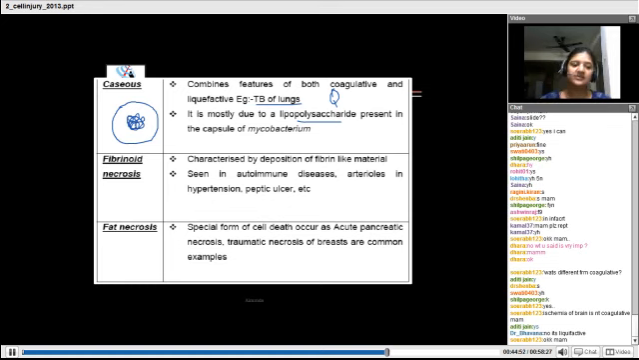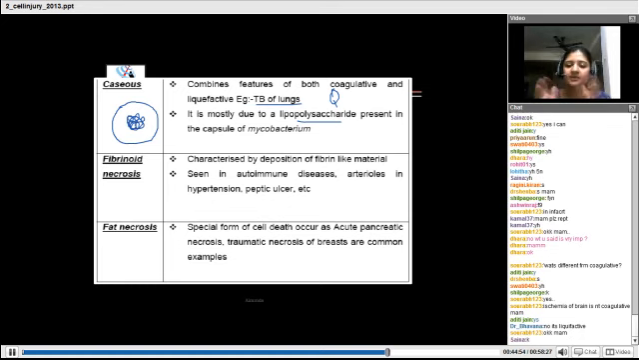Then we have fibrinoid necrosis. From the term itself, you can understand it's deposition of fibrin-like material. So you have a lot of fibers being deposited over there. That becomes fibrinoid necrosis. And where do you see this? Think of most of the autoimmune diseases, joint disorders. You have less cells and more of fibrin getting deposited. So in autoimmune disorders, in arterioles, in hypertension also, you have the wall getting thickened. Thickening of the wall is because of what? At the borders of the blood vessels, you're going to have more fibrin deposition taking place. So these are examples of fibrinoid necrosis.